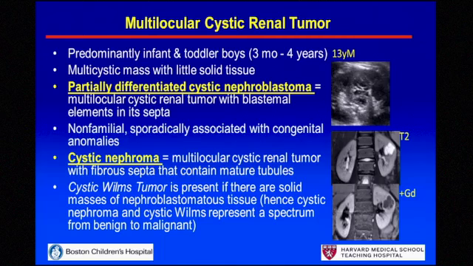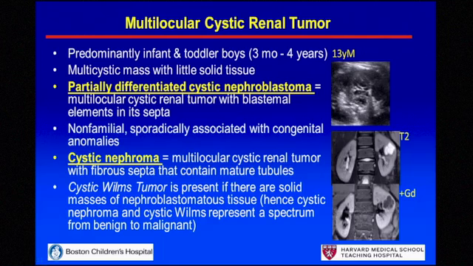Next topic is multilocular cystic renal tumor. This is something that tends to happen in boys in infancy and toddlerhood, but it can happen in older patients too. This tends to be a more cystic mass, unlike the mesoblastic nephroma. These can be also called partially differentiated cystic nephroblastoma. And as you can see in the example here, they may present rather smaller with some cystic components here on ultrasound, T2 bright on MRI, and only the septi enhance after gadolinium in these coronal pictures.